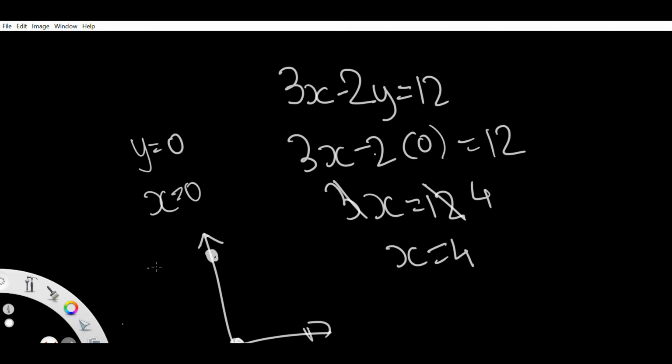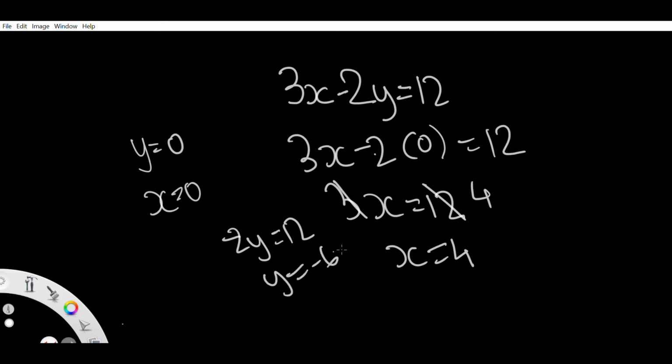So suppose we want to find the y-intercept, we would substitute x with 0. So you would get negative 2y is equal to 12, and divide both sides by negative 2 to get y is equal to negative 6. So in coordinate form, you would write the y-intercept as (0, -6), since x is always equal to 0 in the y-intercept, and similarly you write the x-intercept as (4, 0).